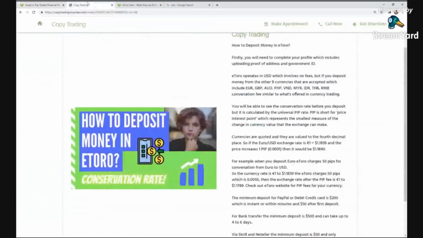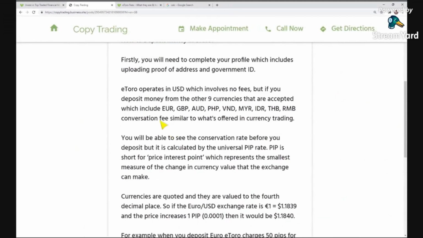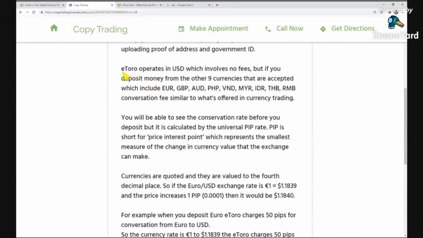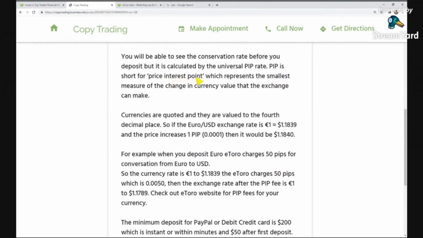But let's go back to my notes here. Okay, so first of all, you need to understand, I'm just going to expand this so you can see it. As I said, eToro doesn't have a set fee for depositing money, but it has a conversion fee if you're not using US dollars. So with US dollars, there's no fee, okay? But for one of the other 9 currencies, there's the PIP rate, okay?